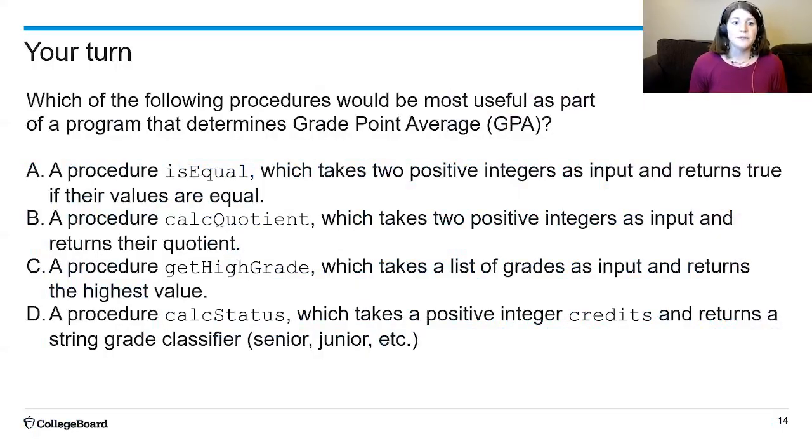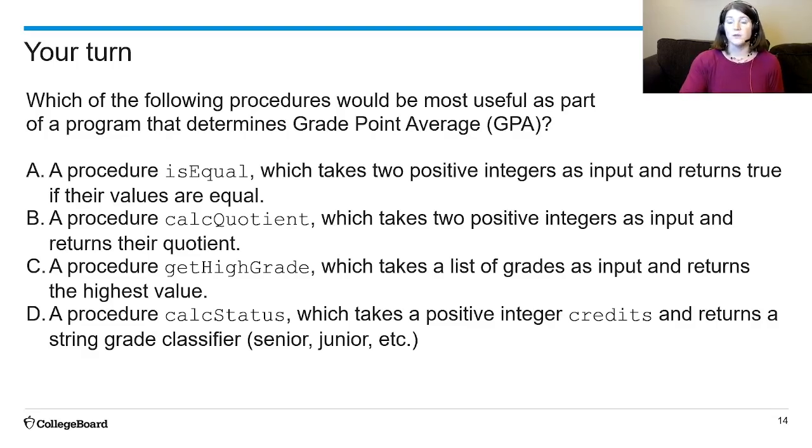Which of the following procedures would be most useful as part of a program that determines grade point average, or your GPA? A, a procedure is equal, which takes two positive integers as input and returns true if their values are equal. B, a procedure calc quotient, which takes two positive integers as input and returns their quotient. C, a procedure get high grade, which takes a list of grades as input and returns the highest value. Or D, a procedure calc status, which takes a positive integer credits and returns a string grade classifier such as senior, junior, or sophomore, etc.